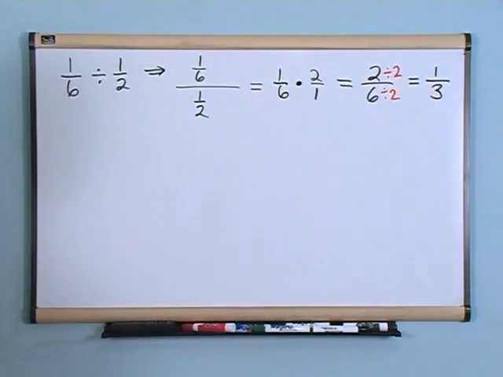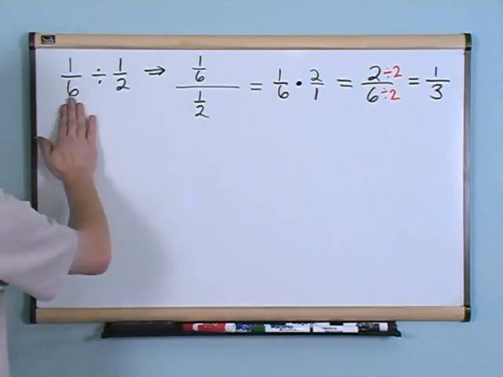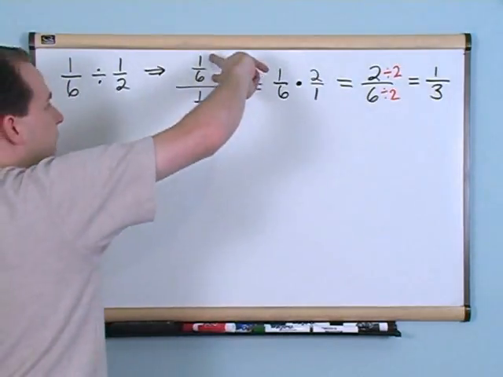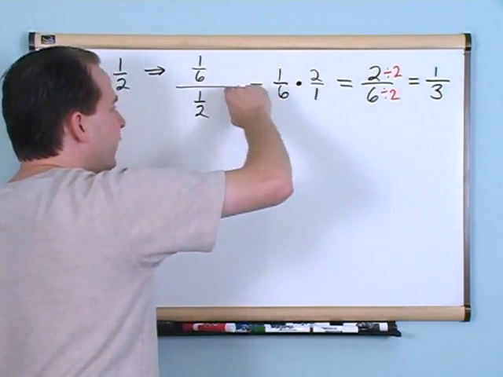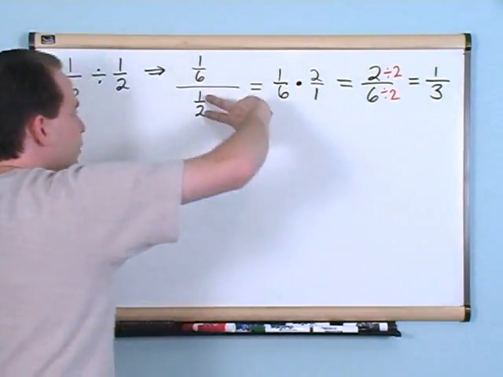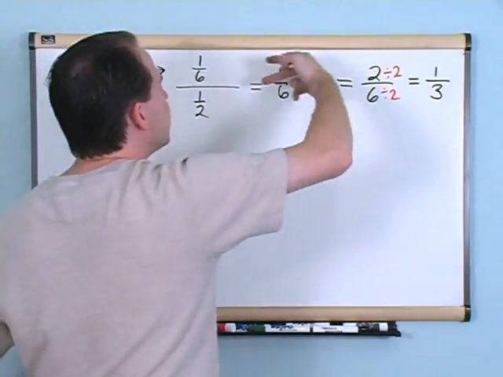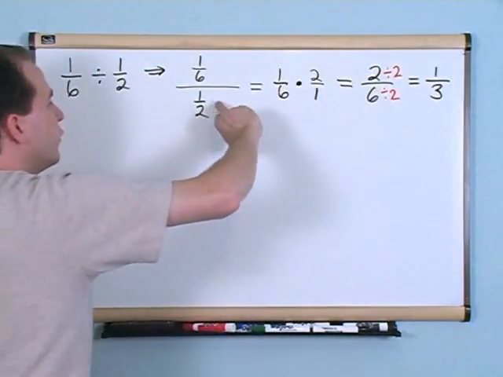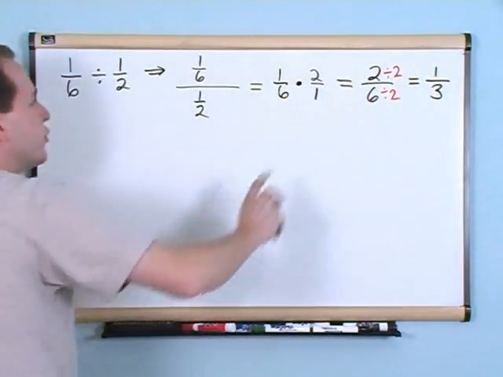The only thing that you need to know here is when you're dividing, okay, you take the top number, and then you change this division into a multiplication, and then you take the bottom fraction and you flip it over, which is what we did here. 1/2 became 2/1, and then you can multiply them.